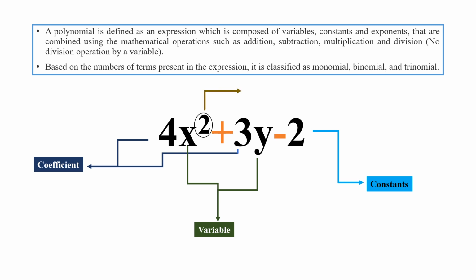One more thing I have to add is here. In 4x square, what is the square? The square is the exponent. Here 2 is the exponent, or you can say it is the power of the variable. Any variable having some power means there is an exponent, and this exponent shows the degree of that expression.